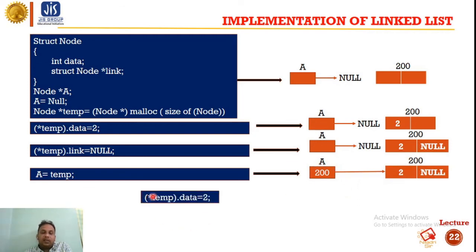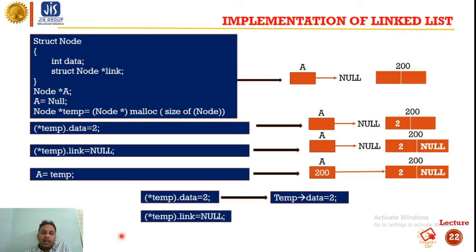After that, we have used pointer temp dot data equals to 2 to insert data. We can also use temp right arrow data equals to 2. Similarly, for the link part we have used temp dot link equals to null. Rather, we can write temp right arrow link equals to null.